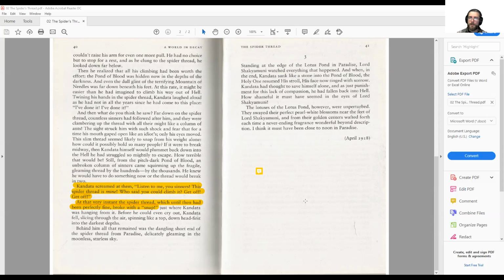As he falls, he looks up, and behind him all that remained was the dangling short end of the spider thread from paradise, delicately gleaming in the moonless, starless sky. So, just as Kandata now is going to suffer worse than he ever did before because he can see the remnants of the hope that he once had, and he will forever be reminded of the chance that he squandered. So too, the story might be saying, offering hope to someone can, at times, be the cruelest possible thing that you can do.